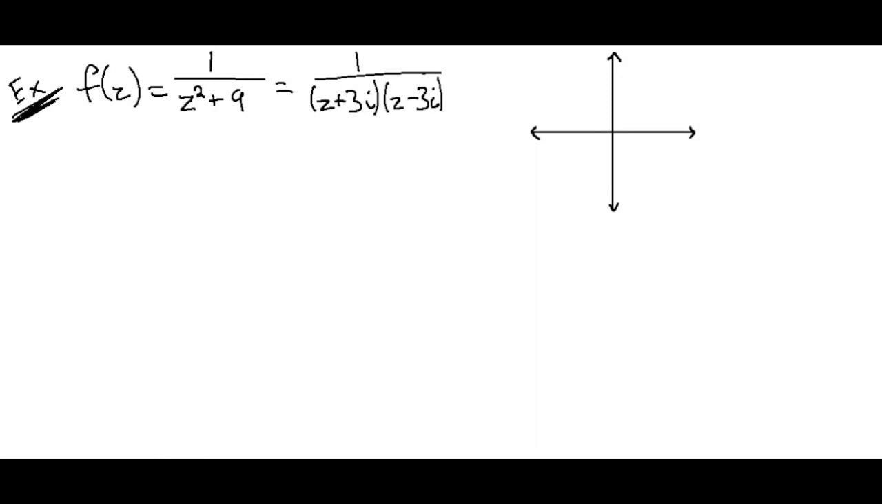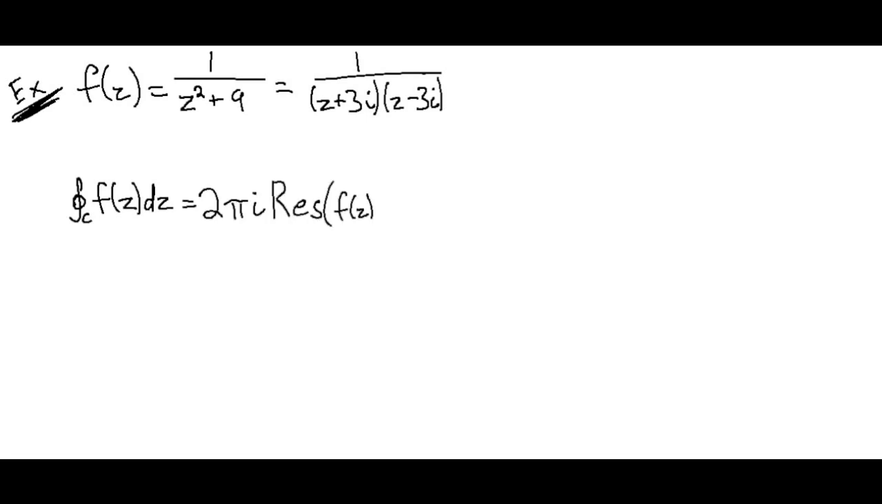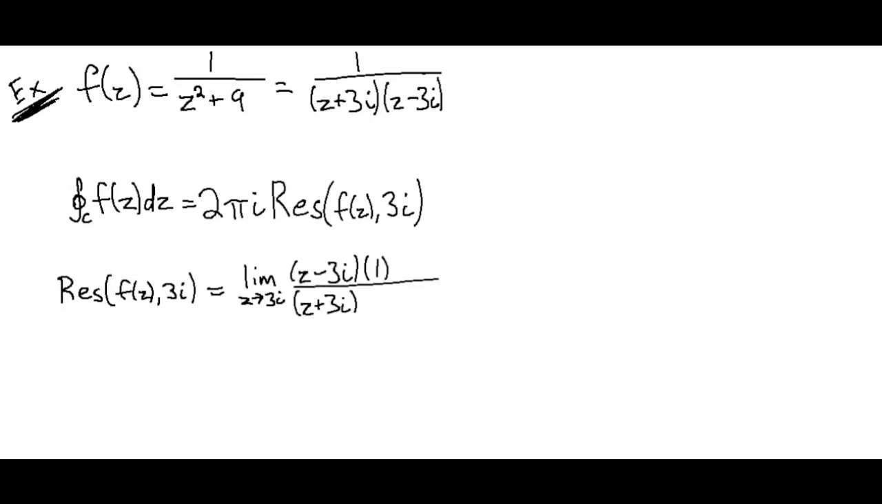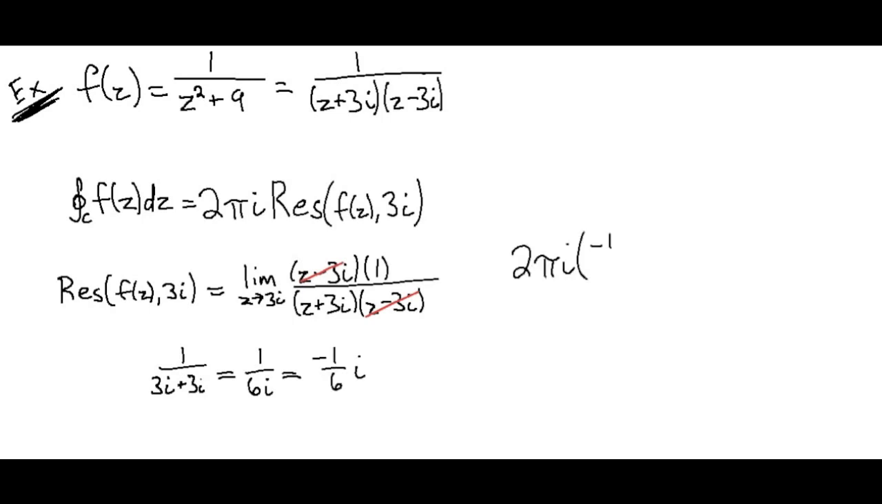Okay, that one was way too easy. Let's do this one. Let's let our function be 1 over z squared plus 9. This is the same as 1 over z plus 3i times z minus 3i. We're going to let our bounded region be just this pole right here, where z equals 3i. Since that is the only pole in our region, we only need to find one residue. So our integral is going to be equal to 2 pi i times the residue at z equals 3i. We multiply our function by z minus 3i and take the limit of what's left as z goes to 3i. We get 1 over 6i, or -i/6 if you rationalize. Multiply this result by 2 pi i, and we find that our integral is pi over 3.